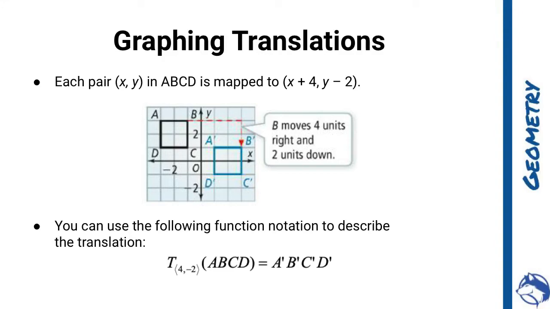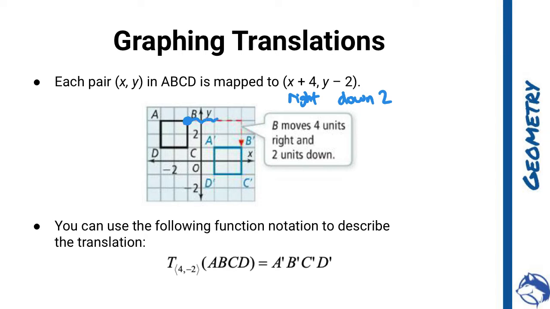All right, so here we have graphing translations. Each pair x, y in A, B, C, D is mapped to x plus 4, y minus 2. And what this means is that this is a right 4 and down 2.